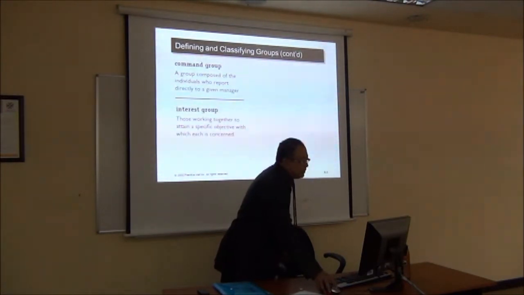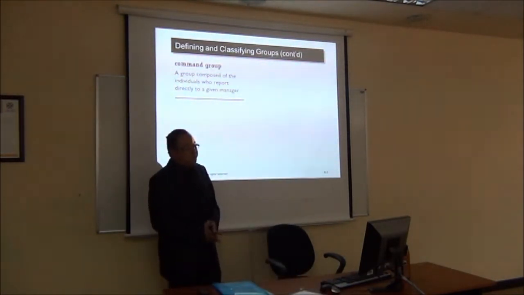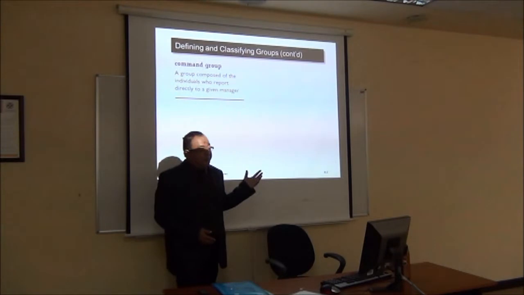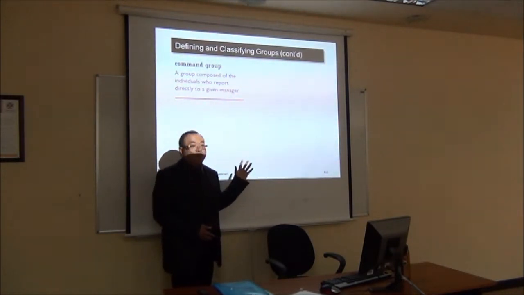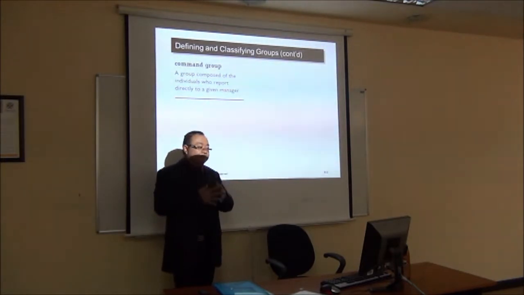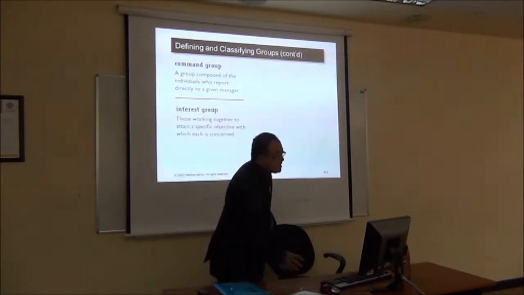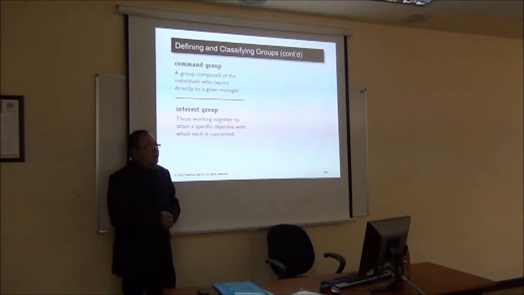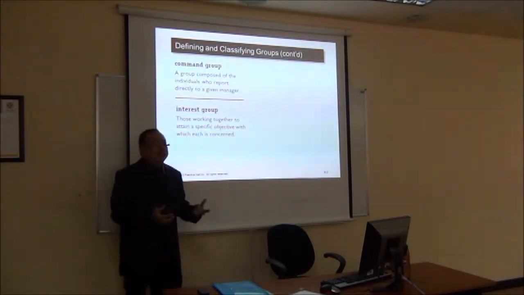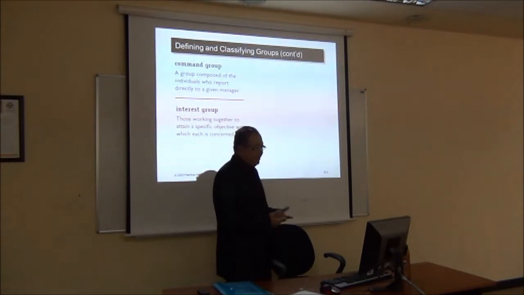Now, a command group is a group composed of individuals who report directly to a given manager. Again, COBA, the College of Business Administration, can be seen as a command group because we report to the dean. Interest groups are those working together to attain a specific objective with which each is concerned. So it could be a stamp collection or any particular hobby.